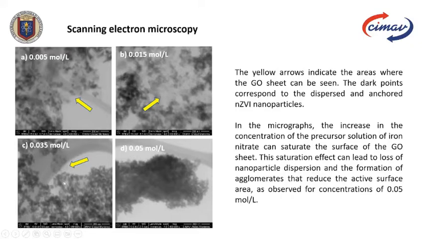In the micrographs, the increase in the concentration of the precursor solution of iron nitrate can saturate the surface of the GEO sheet. This saturation effect can lead to loss of nanoparticle dispersion and the formation of agglomerates that reduce the active surface area.